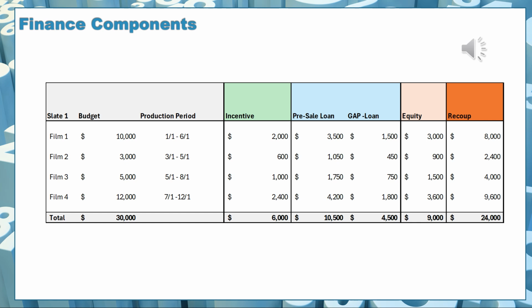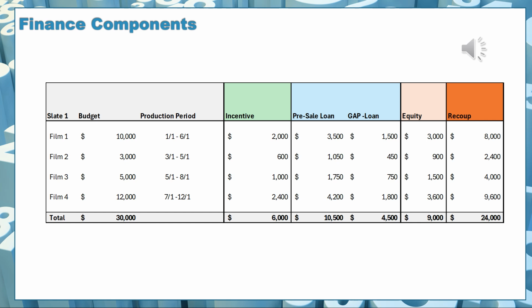So our $10 million movie has $2 million in incentives, a pre-sale loan of $3.5 million, a gap loan of $1.5 million, and equity of $3 million. It has to recoup the equity, the gap loan, and the pre-sale loan, which comes to $8 million. Film 2 has a budget of $3 million, equity of $900,000, a pre-sale loan of $1,050,000, and a gap loan of $450,000. We're recouping the equity, the gap loan, and the pre-sale loan, which altogether come to $2.4 million.